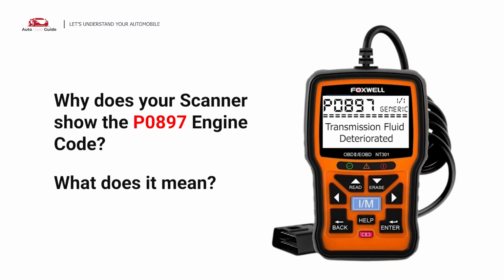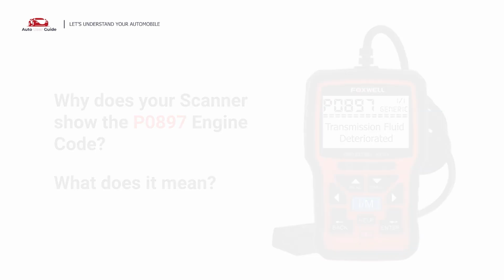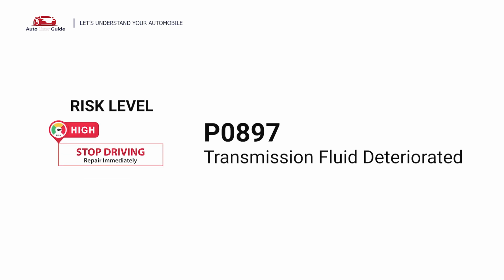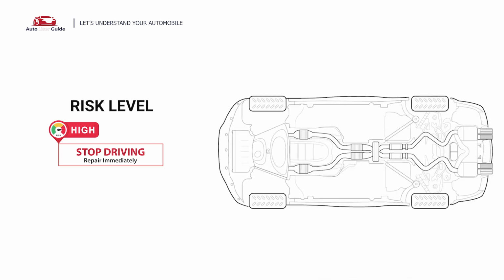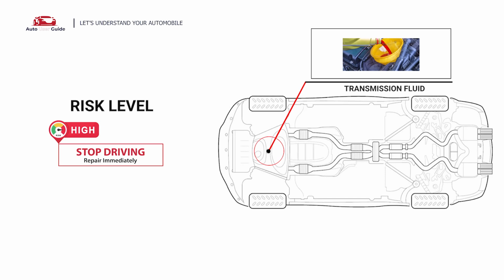Why does your scanner show the P0897 engine code? What does it mean? P0897 is a diagnostic trouble code for transmission fluid deteriorated. This engine code indicates that the fluid may be contaminated, old, or overheated, potentially causing damage to the transmission. Under this circumstance, stop driving and repair your vehicle immediately.